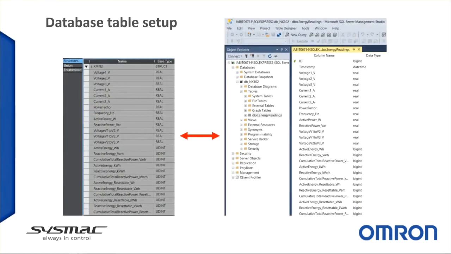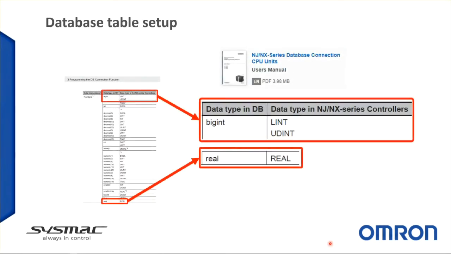Next, we need to create a table in the database that matches the data structure of the KMN2 readings. I could do this by hand, referring to the data types reference table in the database connection CPU units manual. So the NX102 UDINT data type becomes a big int in SQL Server, and the real data type stays as a real in SQL Server.